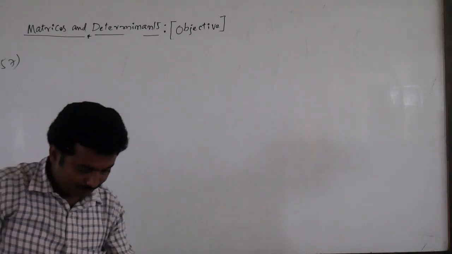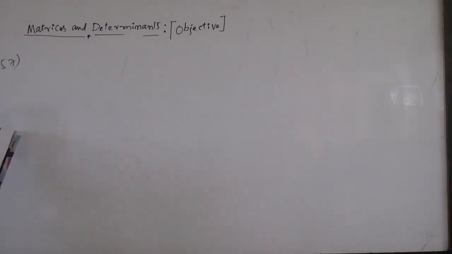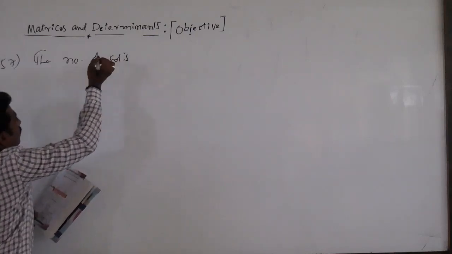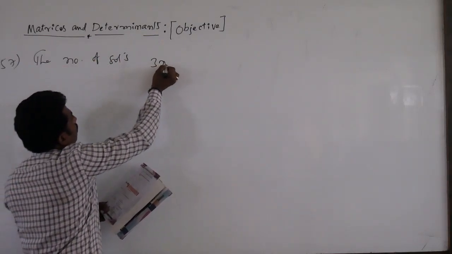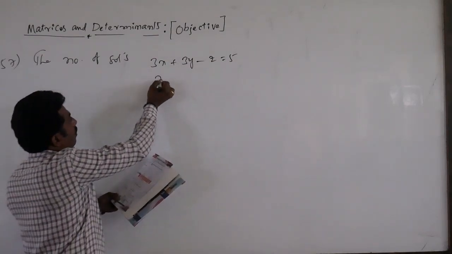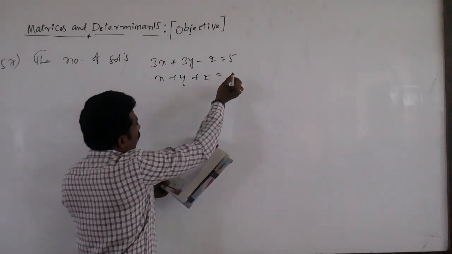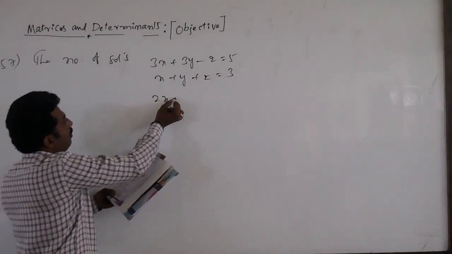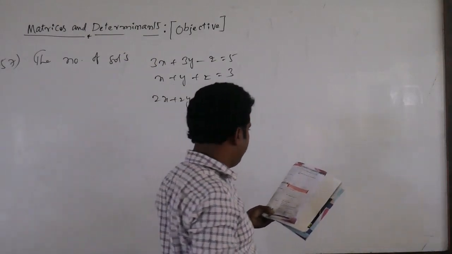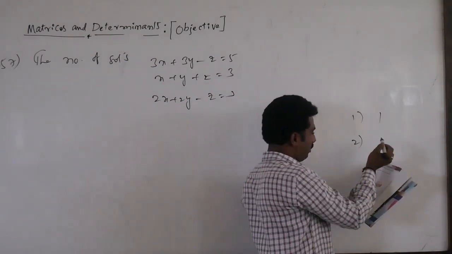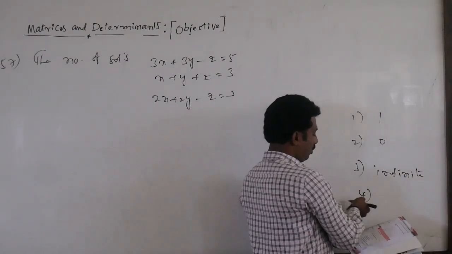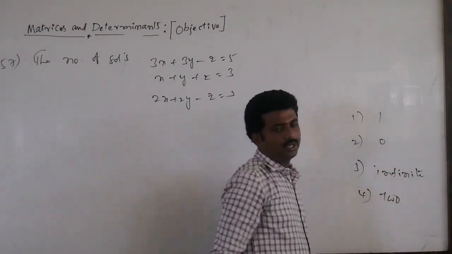What are they asking? The number of solutions of the equations: 3x plus 3y minus z equals 5, x plus y plus z equals 3, 2x plus 2y minus z equals 3. The options: first option 1, second option 0, third option infinite, fourth option it has 2 solutions. Like that they have given options.